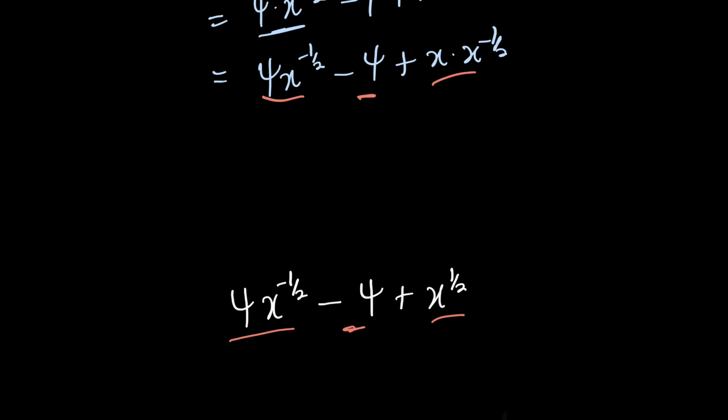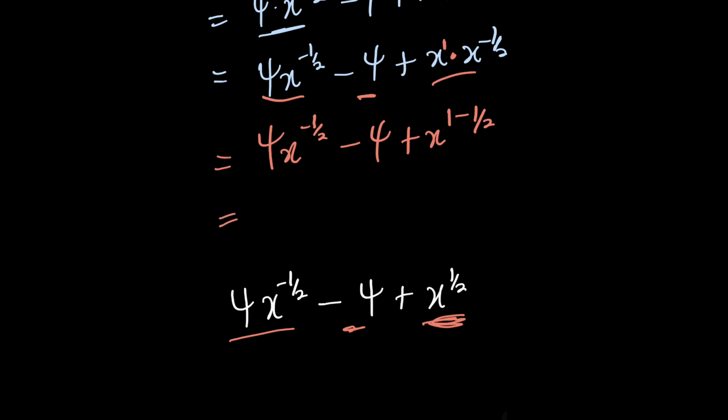What can we do? Okay, so I think I have it as 4x to the power negative half minus 4 plus, but this is x to the power half. Oh wait, they are multiplying, and I think x is raised to the power 1. So if they are multiplying, you can add the exponents. Okay, so it's going to be x to the power 1 plus negative half. Oh, so you mean 1 minus half, right? Okay, so that's 1 minus half. Oh, 1 minus half is actually half.